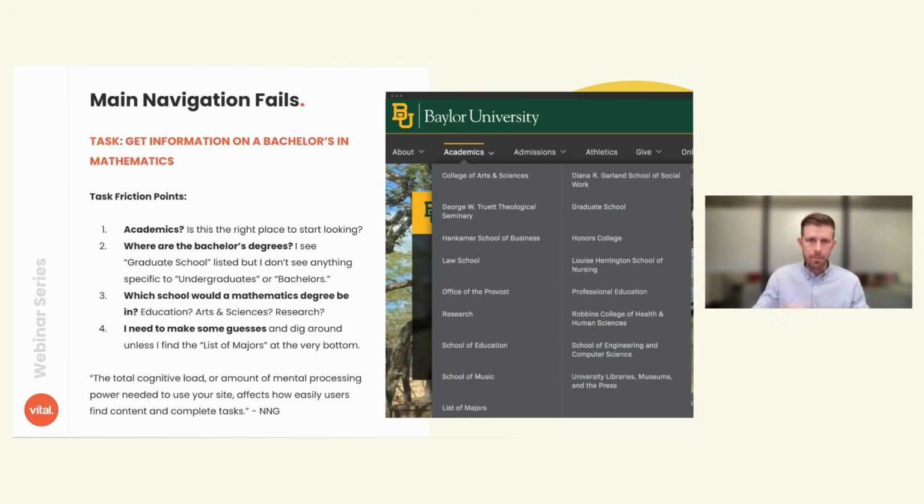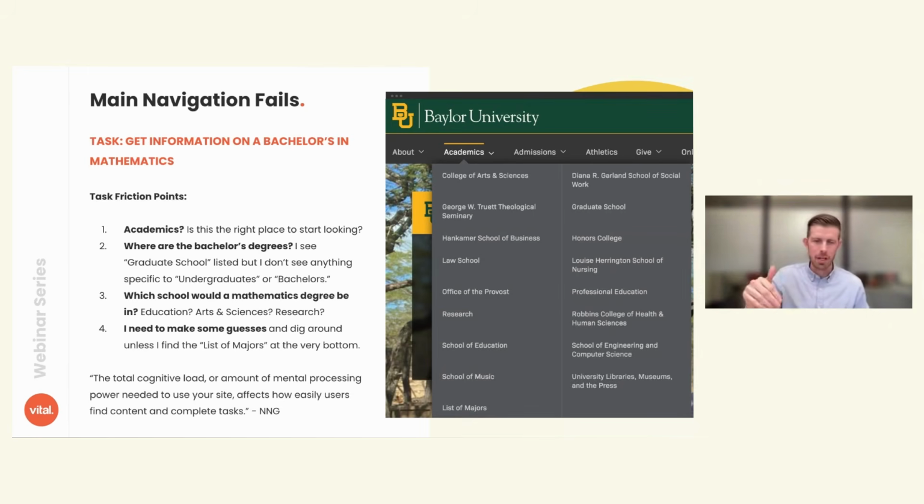So let's walk through it. First, we're starting at the top of the main nav. About, academics, admissions, athletics, give. Those are my main nav items. Okay, great. So as a user, I need to figure out, where do I think I would find information about a bachelor's? Academics, I probably hover a bunch of them and try to figure out, maybe admissions, probably not admissions, I guess not about either.